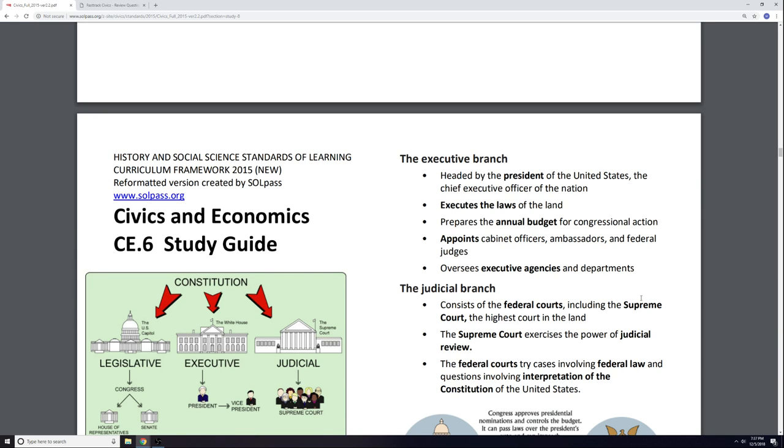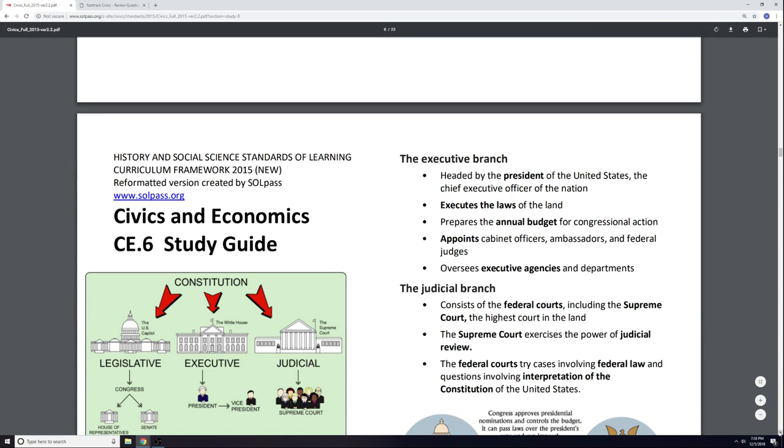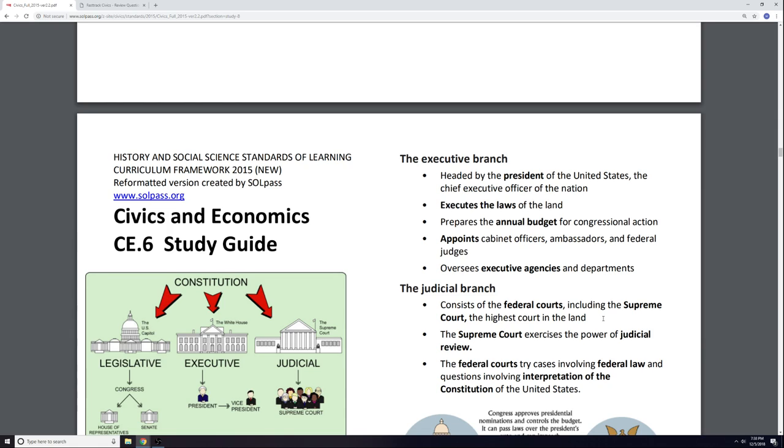The highest court is the Supreme Court. They get to be in charge forever. No, I mean, they serve for life. And their one power is judicial review. And that is their ability to rule a law, because it has to be a law first, unconstitutional, or an executive action unconstitutional.